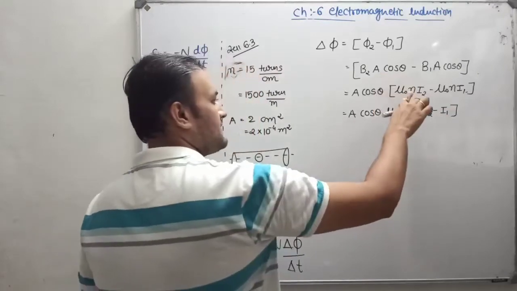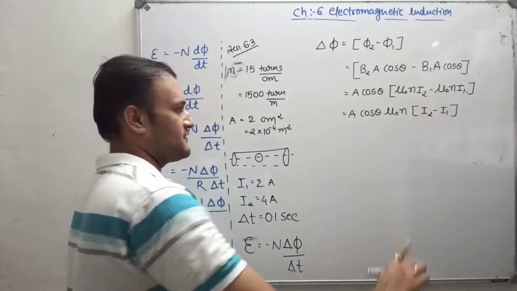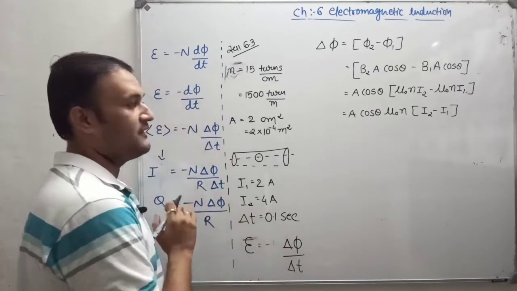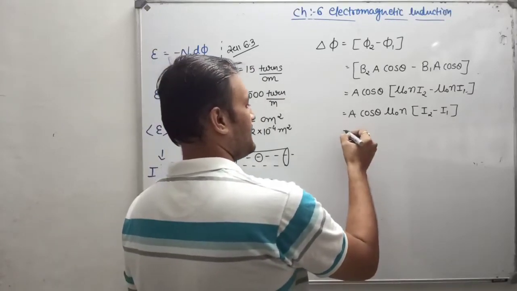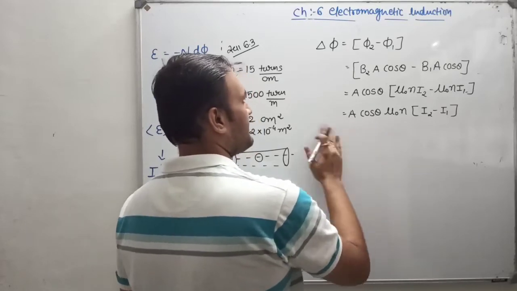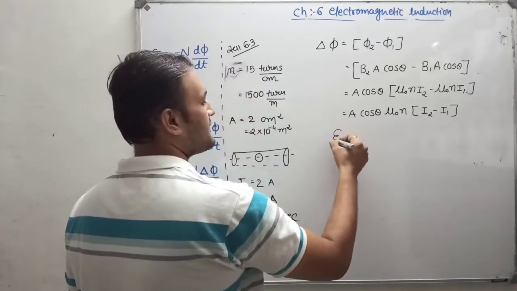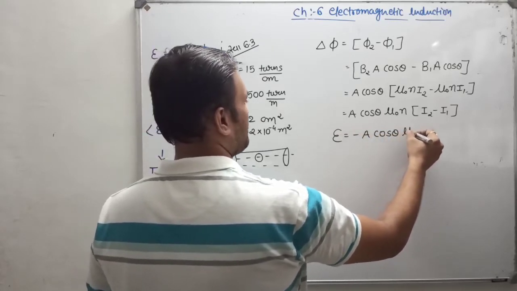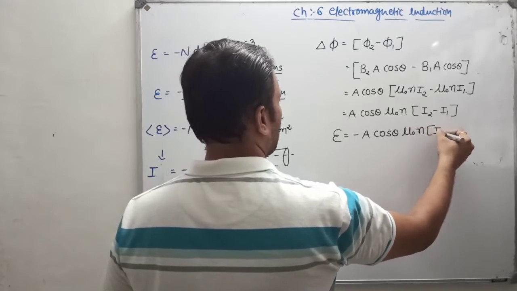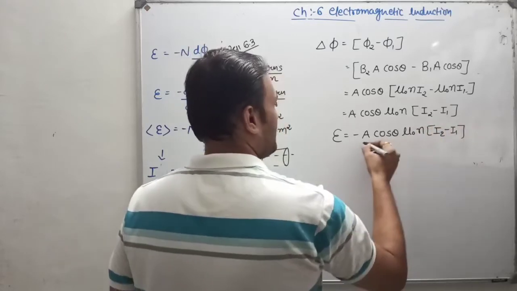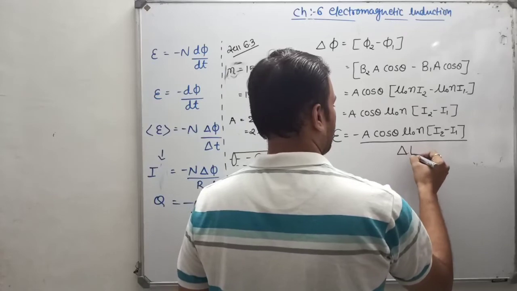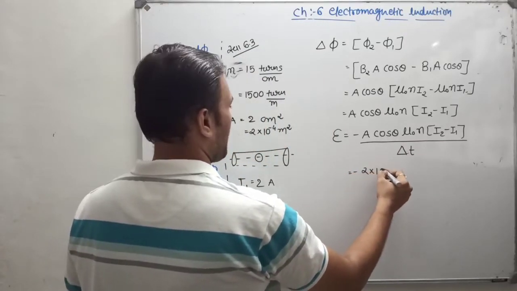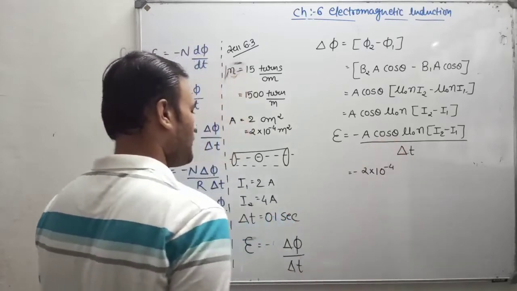Okay, here you have assumed small n is equal to n upon l, so here you do not need to take n, friends. Okay, so dear, now if I put the value of this delta phi in here, E is equal to minus A cos theta mu 0 into n times I2 minus I1 divided by delta t. So A is given as 2 into 10 raised to minus 4, cos theta. It is normal to the axis.